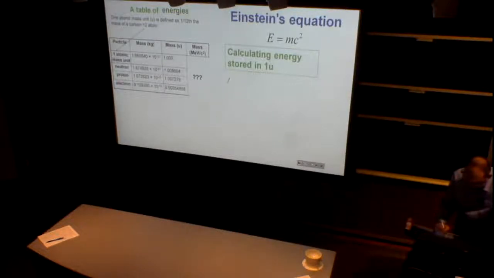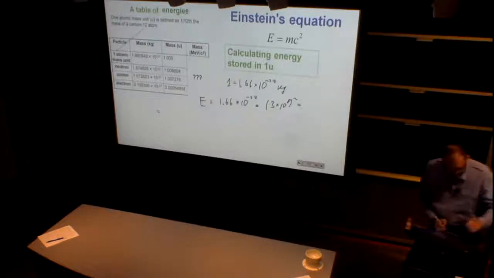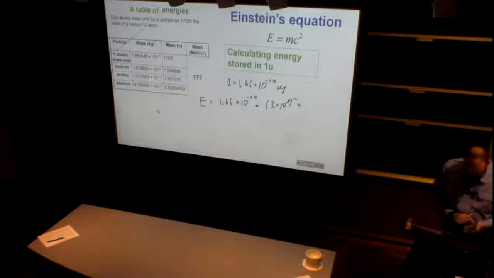And, well, one atomic unit. First, of course, we have to use the international system of units. If you want to calculate the amount of energy related to this mass, 1.66 times 10 to the negative 27 times the speed of light, about 2.99 times 10 to the 8, squared. This is a number we need to calculate. 1.66 times 10 to the negative 27 times, open the parentheses, 3 times 10 to the 8, close parentheses, squared equals.